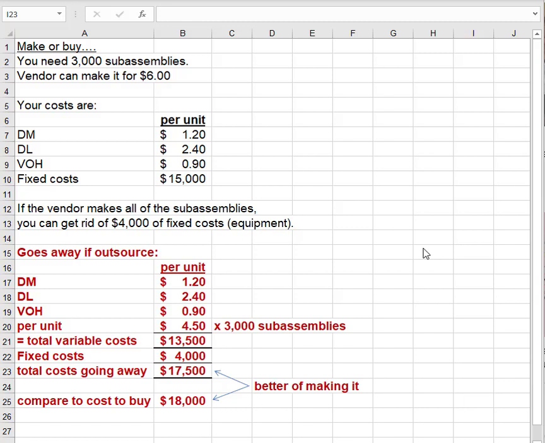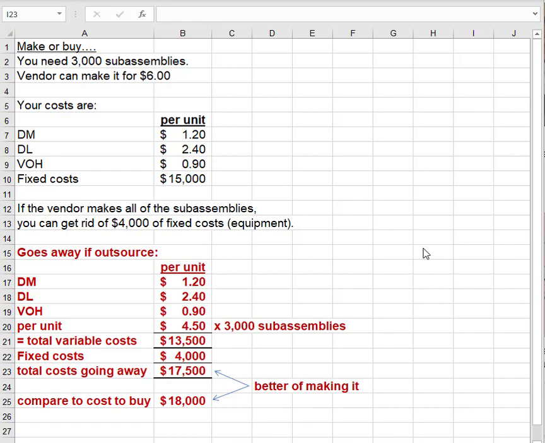So let's make a little visual here. Per unit, you're going to not pay the $4.50, which is the direct material plus the direct labor plus the variable overhead. That's going away. You won't do those if you outsource. You also will save 4,000. So 4,000 of fixed costs is going away. The total costs that are going away are the 17,500.